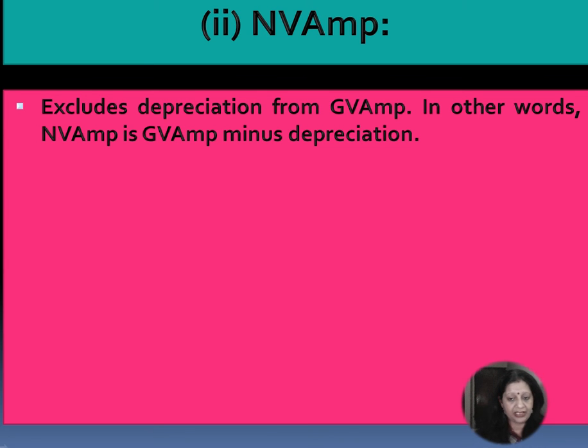For example, if we are using a four-wheeler, day by day that four-wheeler is depreciating in value, because the more you use the car, the more its value depreciates. So the loss in the value of an asset is known as depreciation, and when that depreciation is subtracted from gross value added at market price, we will get net value added at market price.